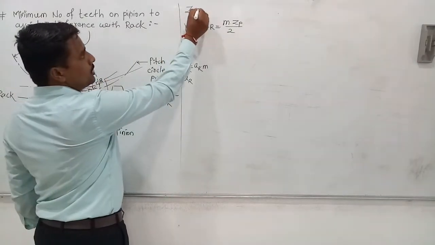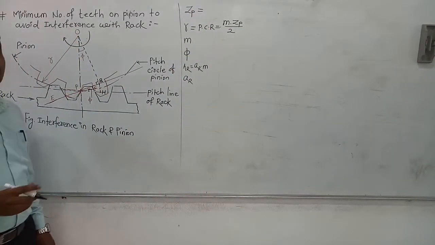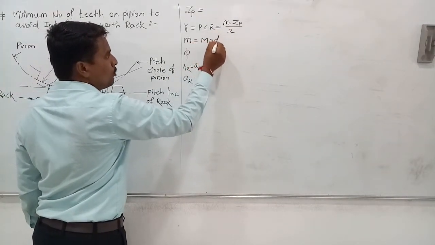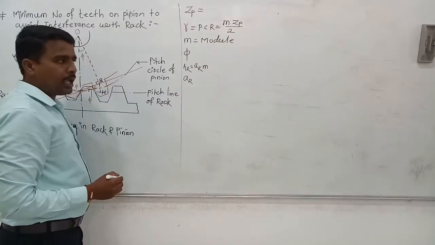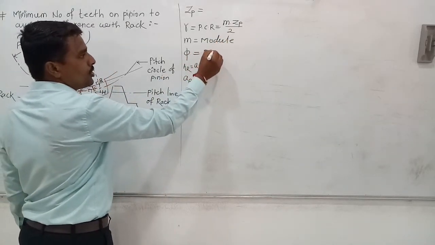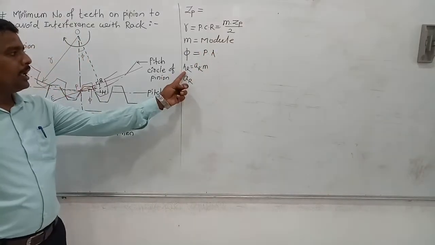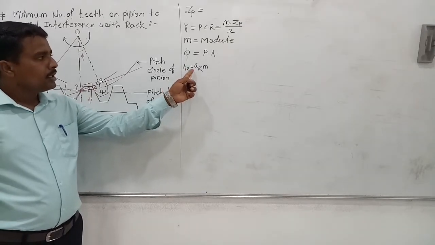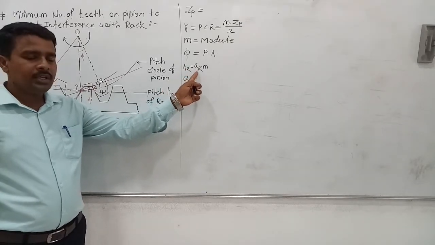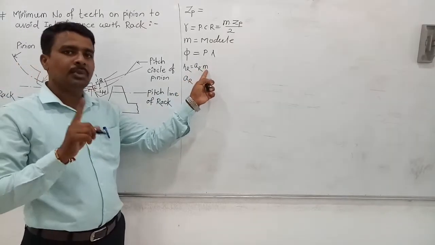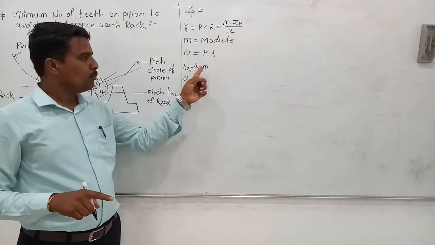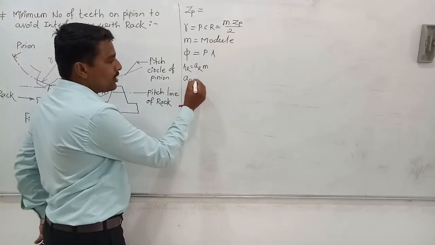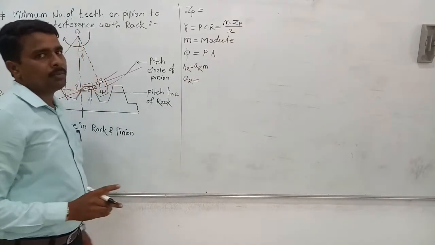So what is Zp here? Zp is the number of teeth on pinion. M stands for module, which is expressed in mm. Phi is the pressure angle, and suffix r is the addendum of the rack. So addendum of rack is equal to the fraction by which the standard addendum of one module is multiplied. So it is AR multiplied by module, where M stands for module. AR is the fraction by which the standard module is multiplied.